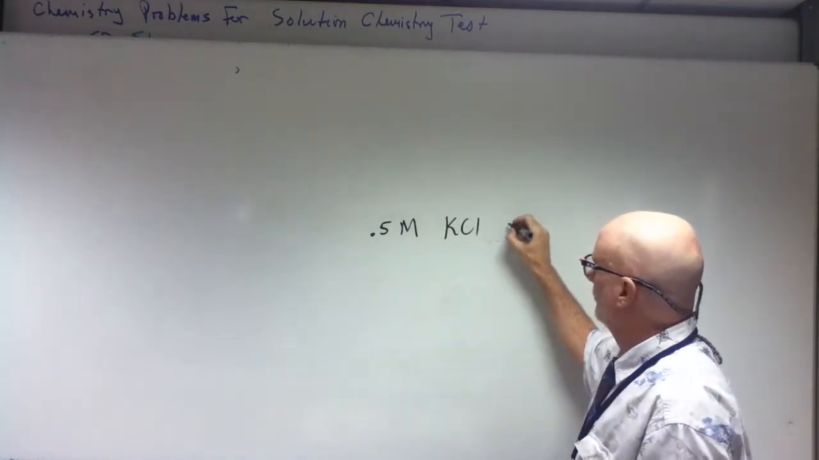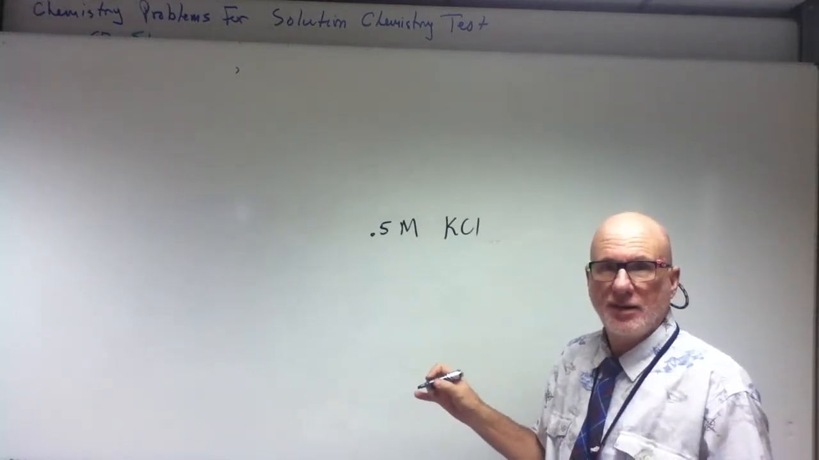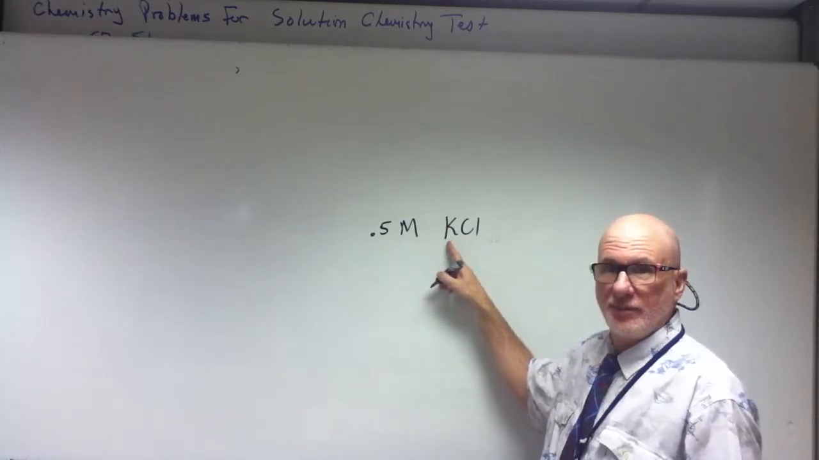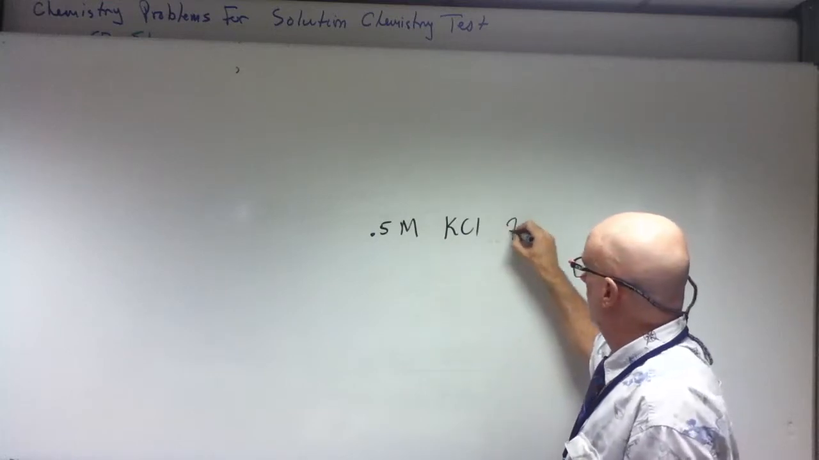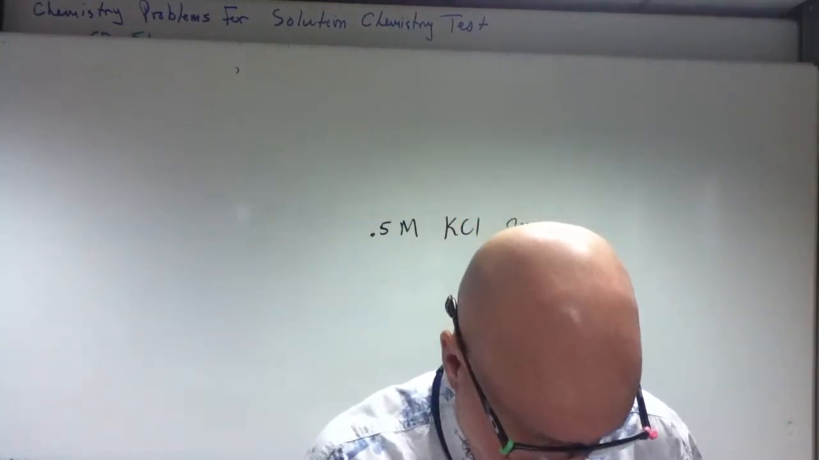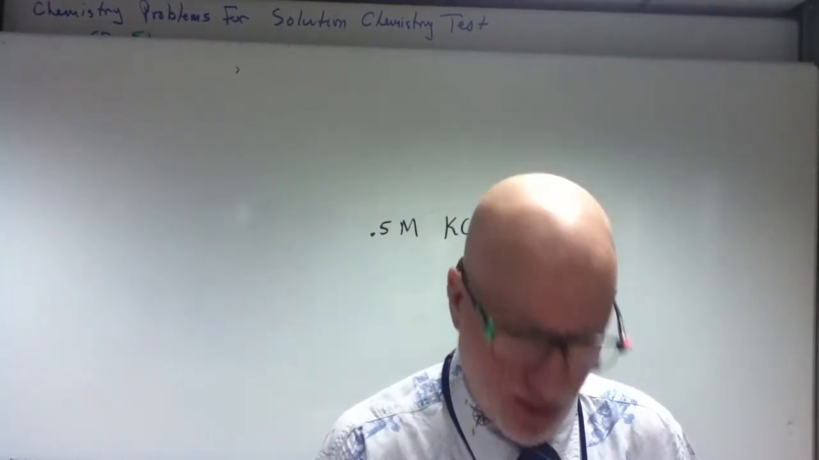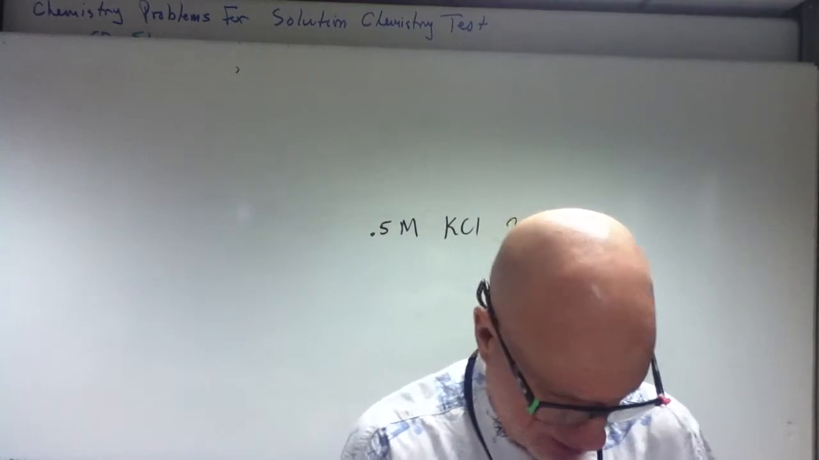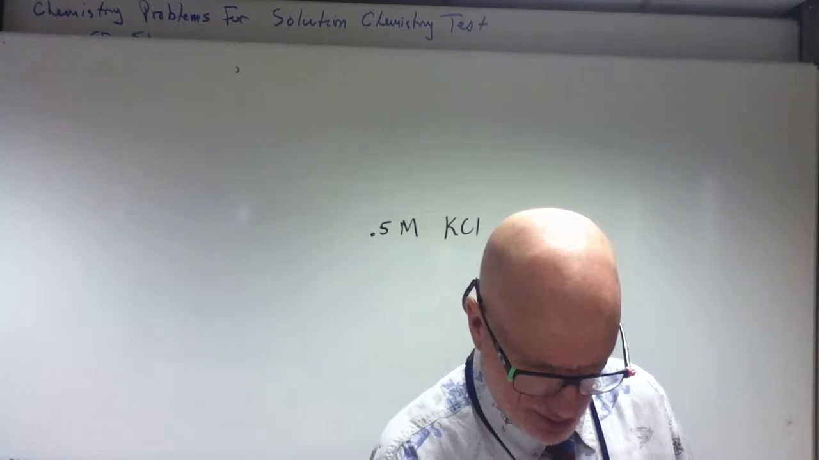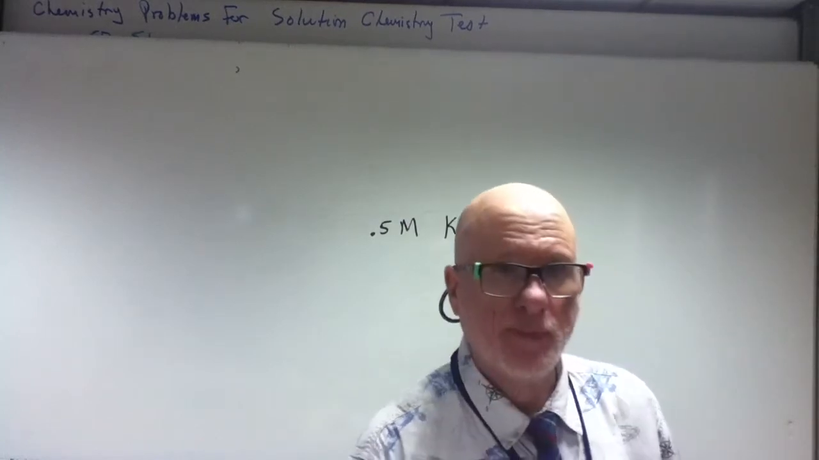What is it? Come on, guys. You can do this. Don't stare at me like you're not participating. Right? 35 and 39 is what? 74? Okay. Right? Yes? Okay. Now, it says how many milliliters of 0.5 molar potassium chloride solution would you need to dilute to make 100 milliliters of 0.1 molar potassium chloride?